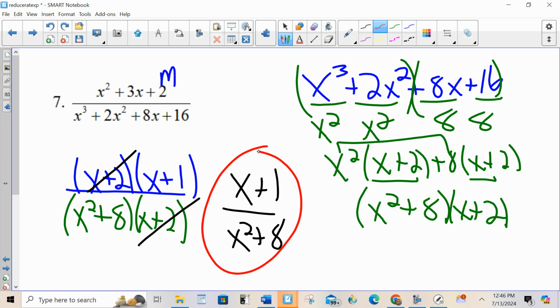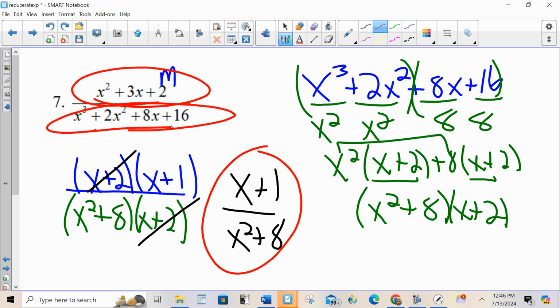So to reduce rational expressions, factor. Two separate factoring problems. Factor the top, factor the bottom. It could be GCF, dots, trinomials, tricky trinomials, grouping, bridge, cubes. It could be any type of factoring. Regardless of what it is, factor it, and then cancel your common factors.